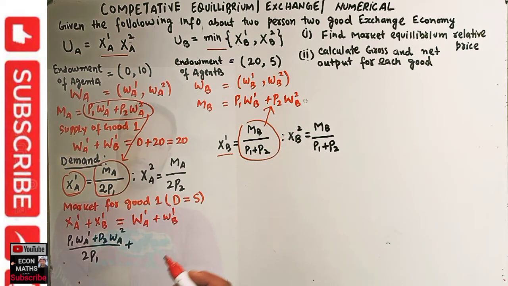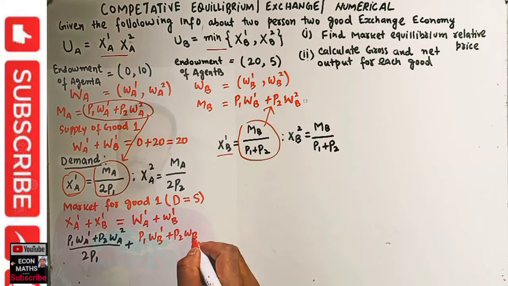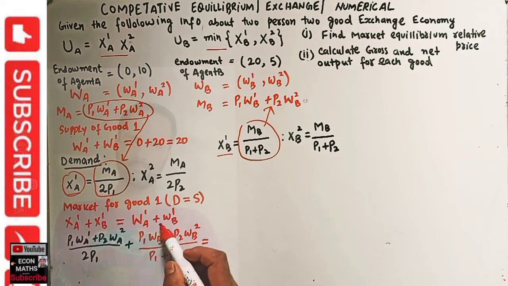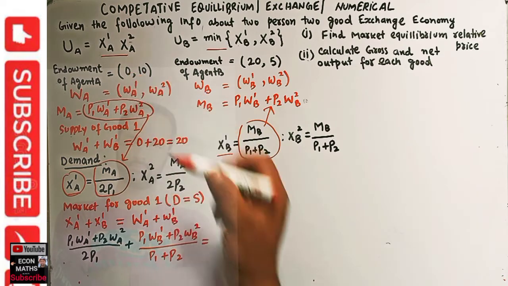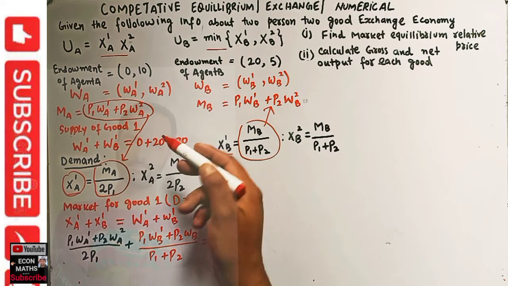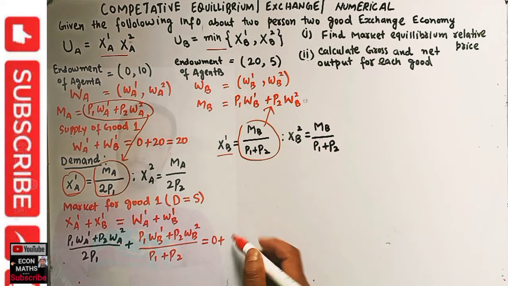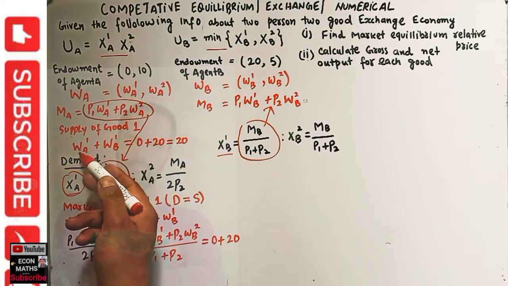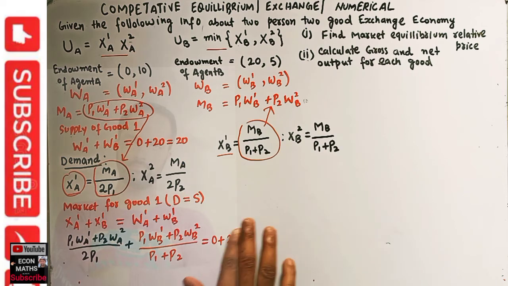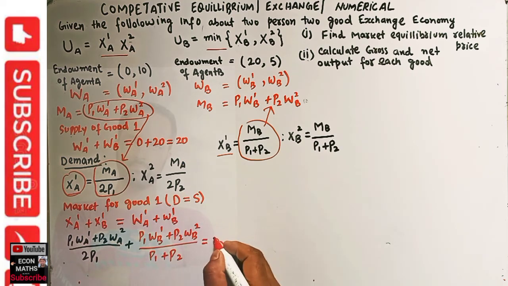I'm just trying to save some space here. Okay, so let me write it here. In place of mb, I have p1 wb1 plus p2 wb2 upon p1 plus p2, which should be equal to supply, and supply is wa1 plus wb1. What is wa1? This is 0, plus wb1 is 20, so 0 plus 20, which is wa1 plus wb1, which we calculated earlier. This stuff is equal to 20.